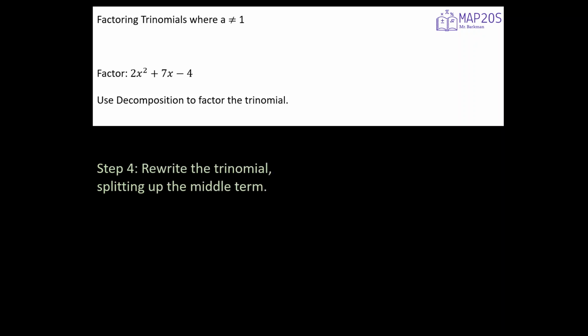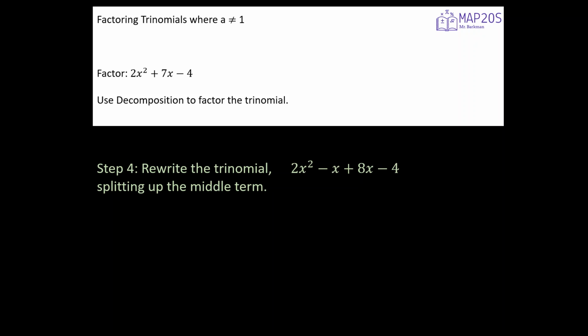In this case, we need to rewrite the trinomial, splitting up the middle term. Now, our middle term, positive 7, can be written with negative 1 and positive 8. Now, we could also flip that around as well. We could write it as positive 8 and negative 1. The order does not matter. We're going to get the same values both ways.